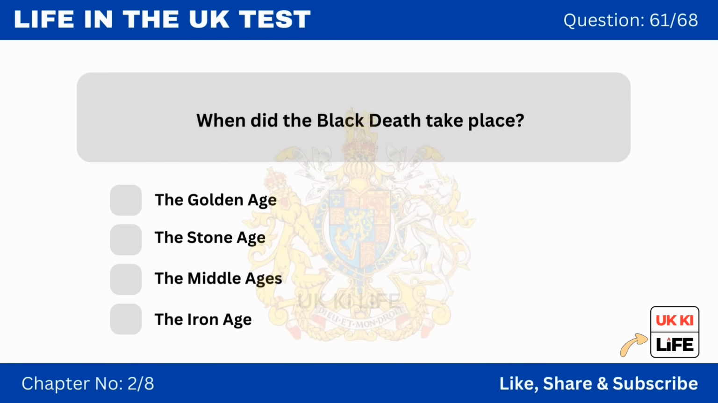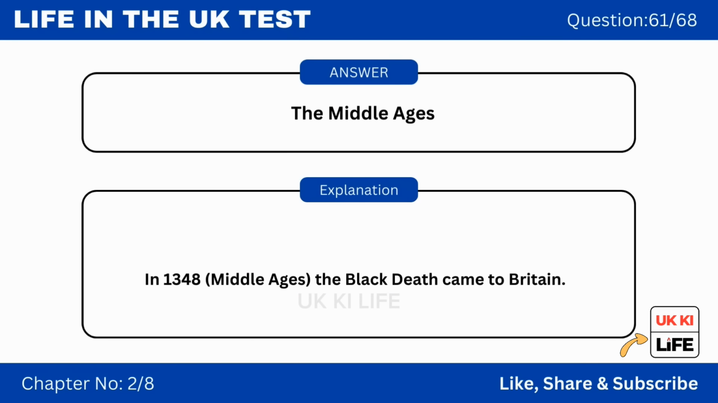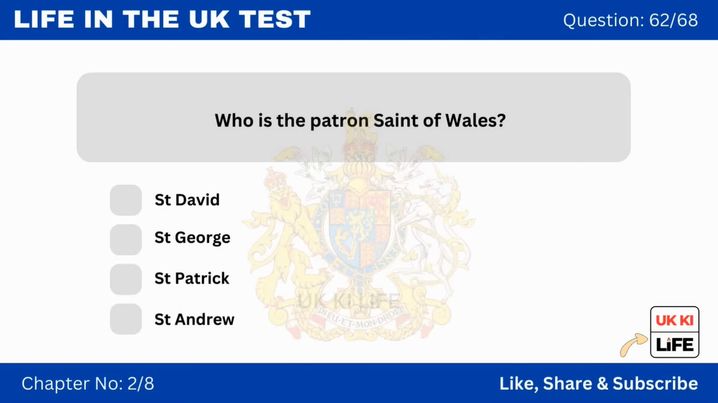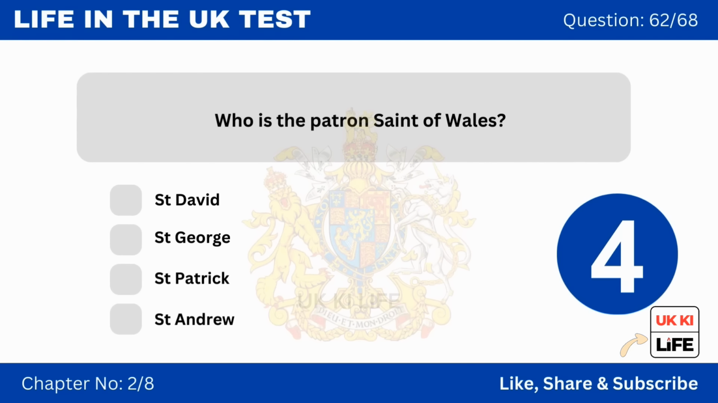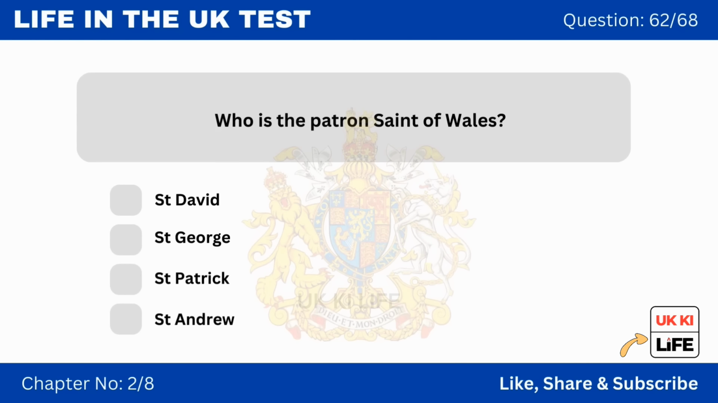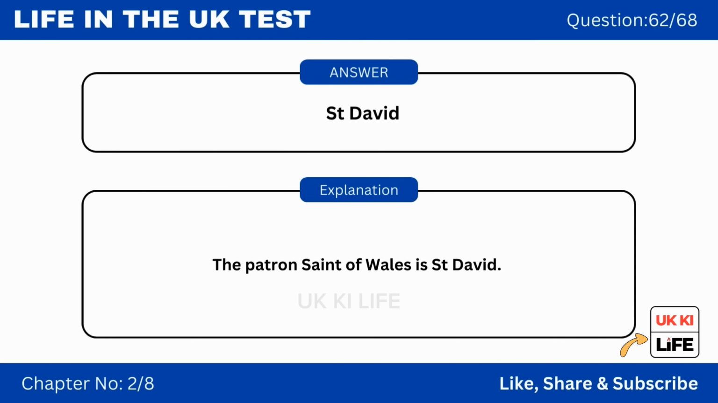The correct option is C. Explanation. In 1348, Middle Ages, the Black Death came to Britain. Question 62. Who is the patron saint of Wales? Saint David, Saint George, Saint Patrick, Saint Andrew. The correct option is A. Explanation. The patron saint of Wales is Saint David.